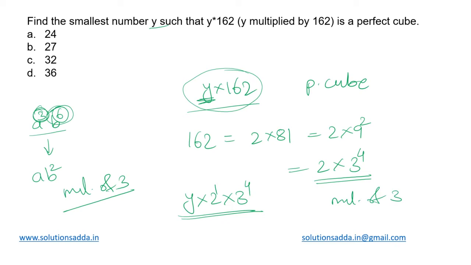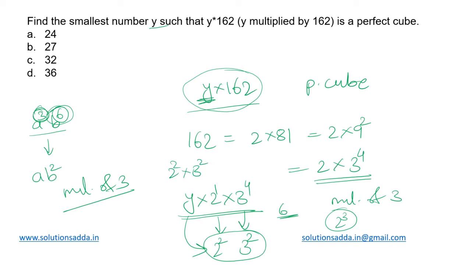And now they are saying this is a perfect cube, meaning all the powers will be multiples of 3. So here we can see that we have 2 raised to 1. So in order to make it the least multiple of 3, we need in addition 2 square, so that 2 raised to 1 and 2 raised to 2 together will become 2 cube and it will be a perfect cube. Similarly, for 3 raised to 4, in addition, we need a 3 square, so that 4 plus 2, 6, will also become a multiple of 3. Hence, if we make y equal to 2 square into 3 square, then the entire thing becomes 2 square, 3 square, 2 raised to 1, 3 raised to 4, which can be combined as 2 cube, 3 raised to 6. Now, this looks like a perfect cube.